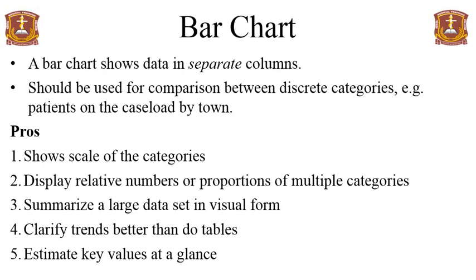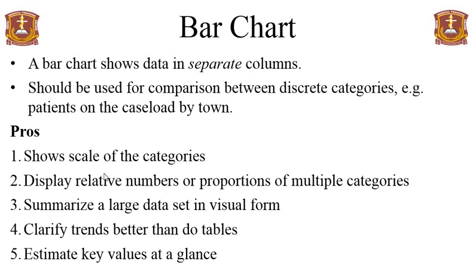These are basically data put in separate columns, which should be used for comparison between discrete categories, for example patients on a caseload by town. So you can see how that data category can be represented or presented in bar charts.